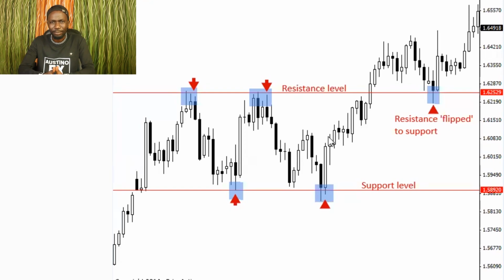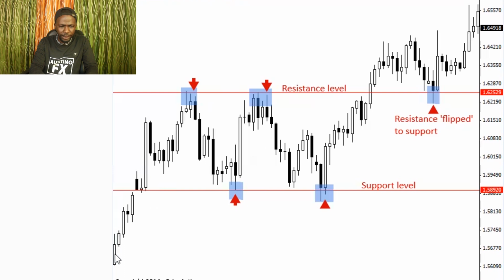A resistance level. Because whenever price breaks above a support level, it always comes back to retest it before continuing heading in its direction. And when a price breaks above a resistance level, it always comes back to retest it before heading up. So that is why whenever price breaks above a resistance level, that resistance level automatically becomes a support level. And when price breaks below a support level, that support level automatically becomes a resistance level. So this is the example of what I'm talking about.